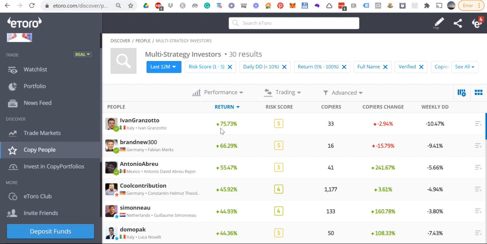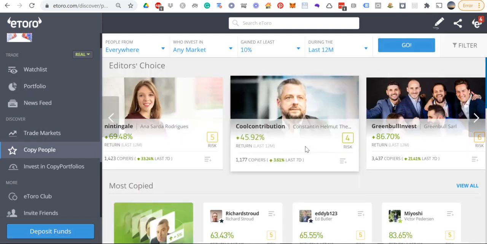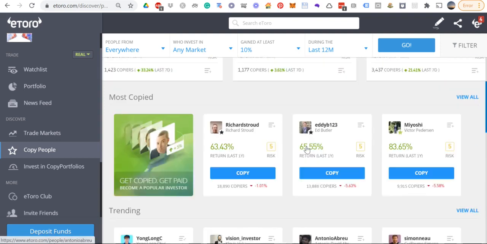So personally, I won't be investing in these multi-strategy investors, but you might want to. If you follow that process that I just went through, then you might find some of these that you like. You might want to put at least some of your money into it potentially. Not me though. I'm going to focus on trying to find the best forex traders.